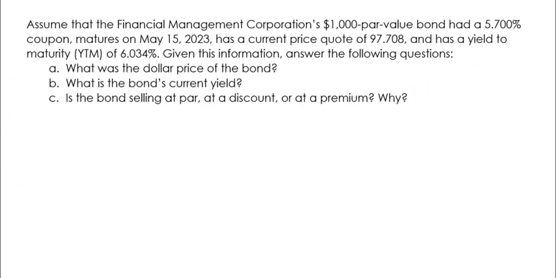Okay. Let's assume that the Financial Management Corporation's $1,000 par value bond had a 5.7% coupon. It matures on, let's say, May 15th. We can change that, 2025. It has a current price quote of $97.708, and has a yield to maturity of 6.034.